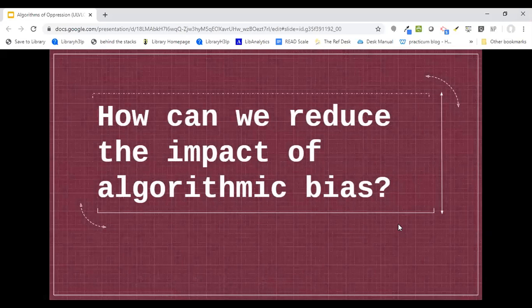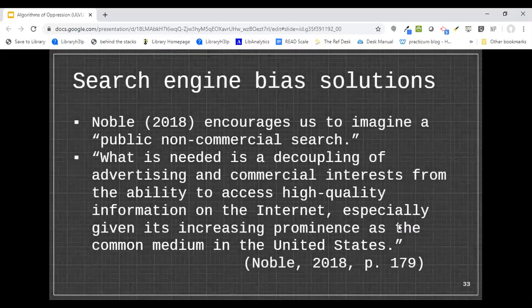So finally, talking about how we can reduce these impacts, Safiya Noble talks about something that I think is aspirational. Maybe someday it would be great to have a public non-commercial search. So this idea of completely taking advertising and capital and money out of the whole equation. And that's one of the big ideas that she puts out there towards the end of her book.